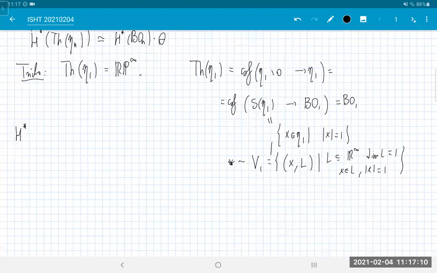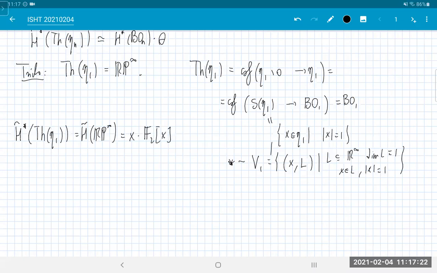And so the reduced cohomology of this guy is the reduced cohomology of RP infinity, which as a module is just this module here. It's just the ideal generated by X, just taking out the degree zero part. Ha! But we know the action of the Steenrod algebra over this guy. So x, in particular, is theta.